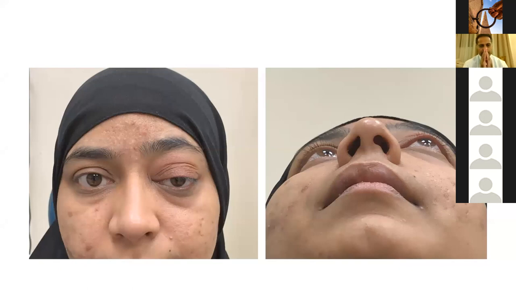I will also assess for proptosis in such cases, because on down gaze, in the right photo, it looks like the left eye is more proptotic. Correct. Yes. And then I will proceed to imaging.